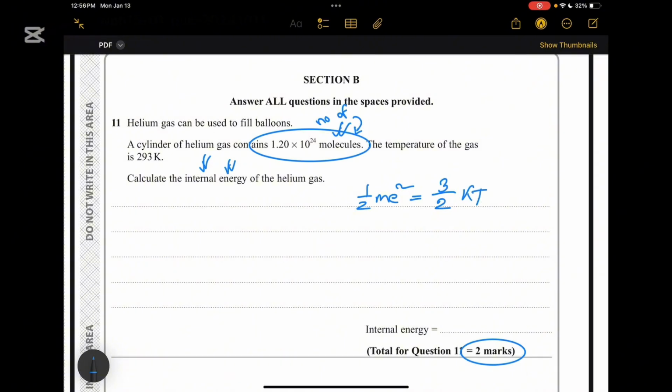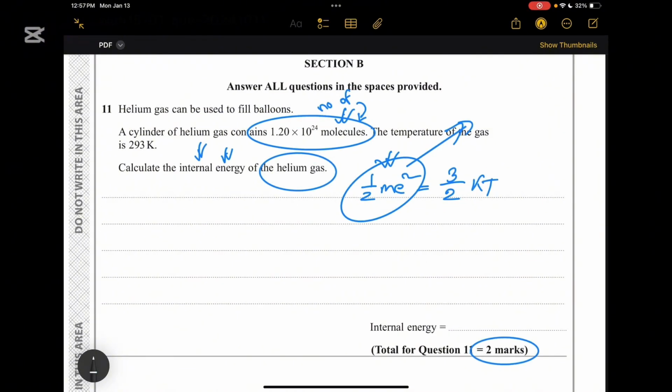This is the formula. If I break down this formula, we know the average kinetic energy of any molecule in a gaseous sample. So they are talking about the internal energy of the helium gas, the internal energy in a gaseous sample. So the average kinetic energy, meaning half mc squared of any molecule, of one molecule, is proportional to the absolute temperature of the gas. So this is basically talking about the temperature, and this is the average kinetic energy of one molecule.